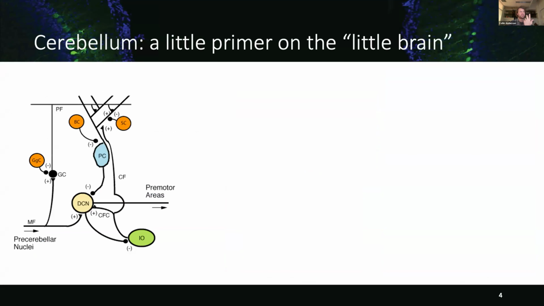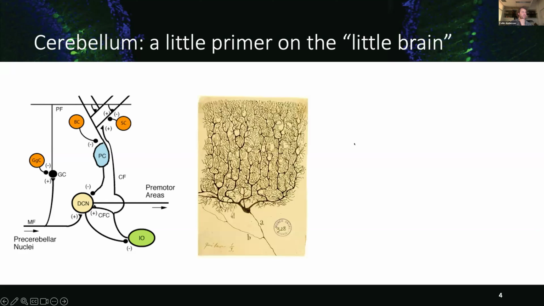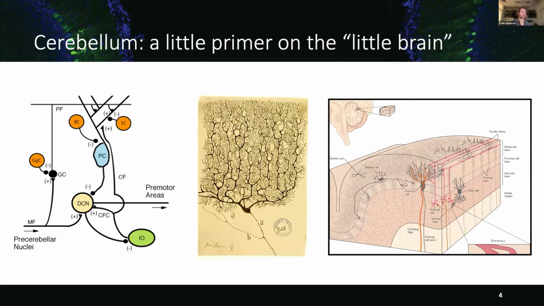So I like to start with a little primer on the little brain, as I call it. I don't think that's actually that important for the audience today. I would assume that everyone in the audience knows these things, but just briefly, we're going to be talking a lot about Purkinje cells today. Purkinje cells being very important as the output from the cerebellar cortex, and then synapsing onto the deep cerebellar nuclei. And I just want to draw attention to this very organized, repeated organization within the cerebellum.